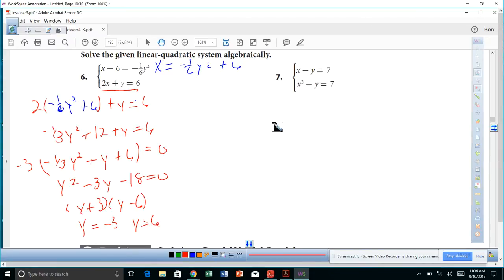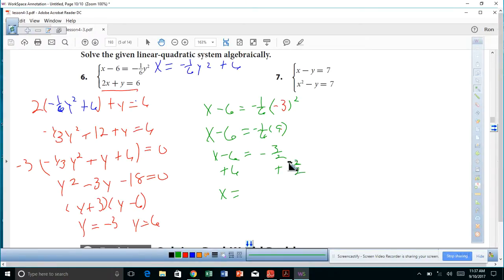Now that I know what y is, I can go back up here, and I got x minus 6 equals 1/6 times negative 3 squared, and I just put that in there. Maybe I'll put that in red so you know where I got it from. Negative 3. So what do we got here? We got x minus 6 equals, and that's going to make that 9. So I got 1/6 times 9. So x minus 6 equals, and then I'm getting 3/2. Okay, add 6 to both sides, and I get x equals 6, wouldn't that be the same as 12/2? So it's going to give me 9/2. So x equals 9/2.